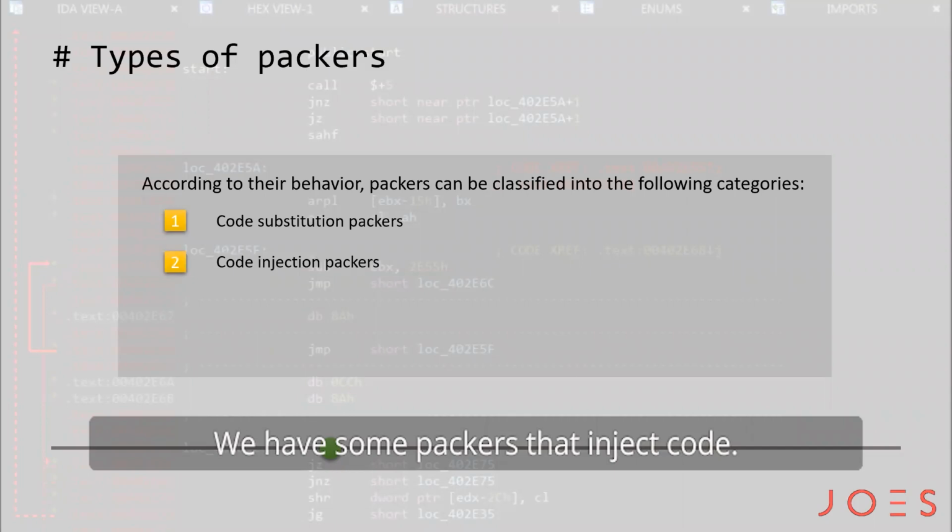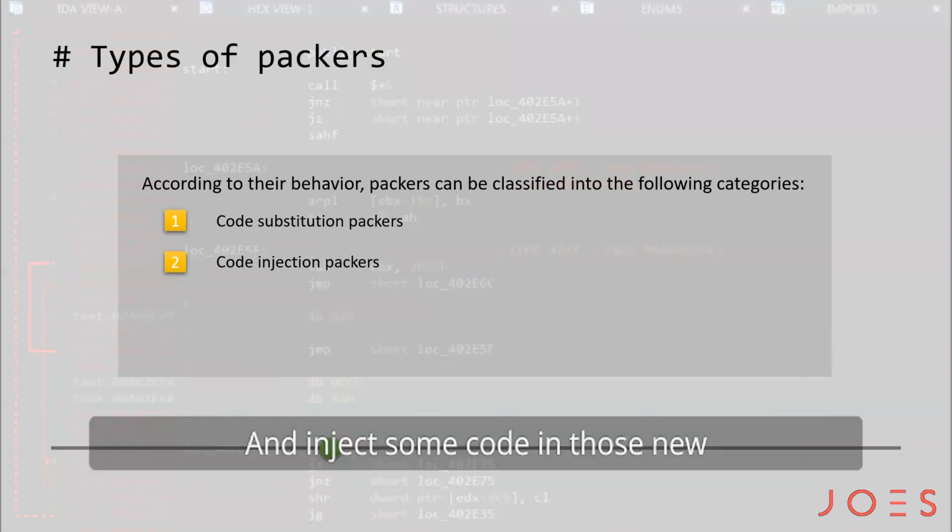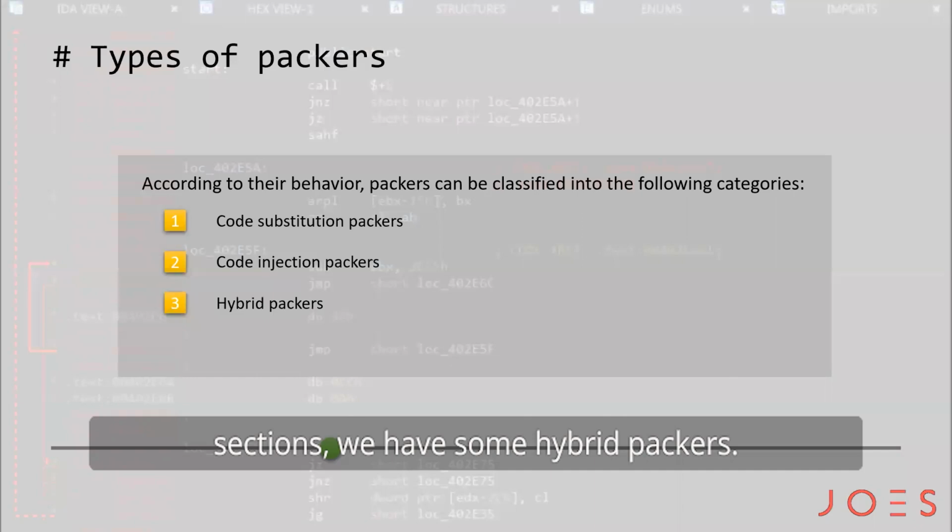We have some packers that inject code. That means these packers allocate new memory sections and inject some code in those new sections. We have some hybrid packers. Basically, they do some kind of injection to then do some substitution. We're going to see one of those here. It's kind of the addition of these two. We inject some code, usually shellcode, and then we use that shellcode as a pivot to replace the whole content of the original file.